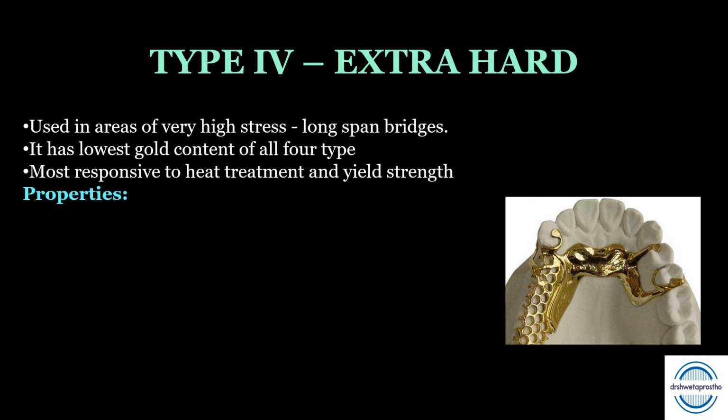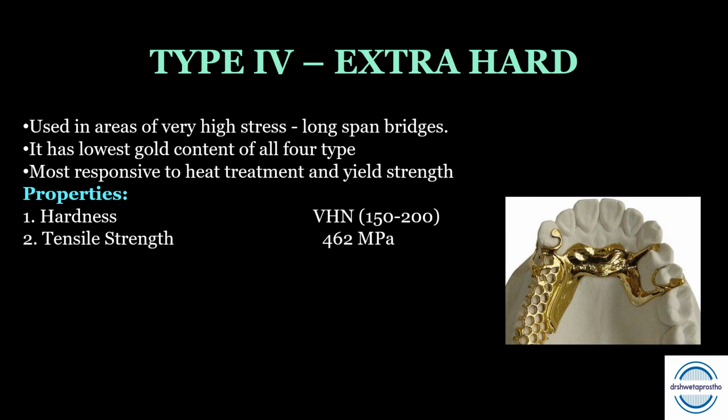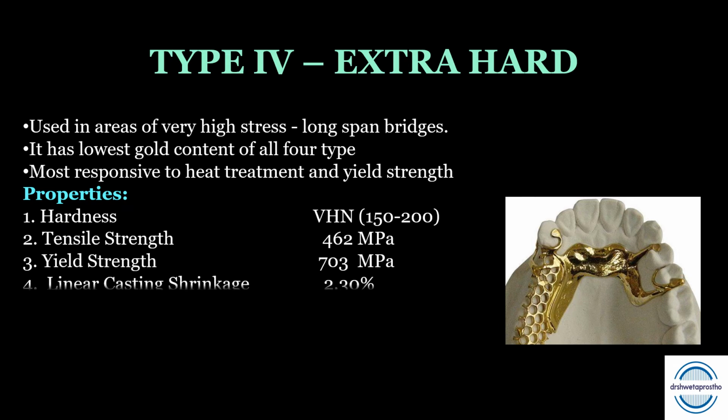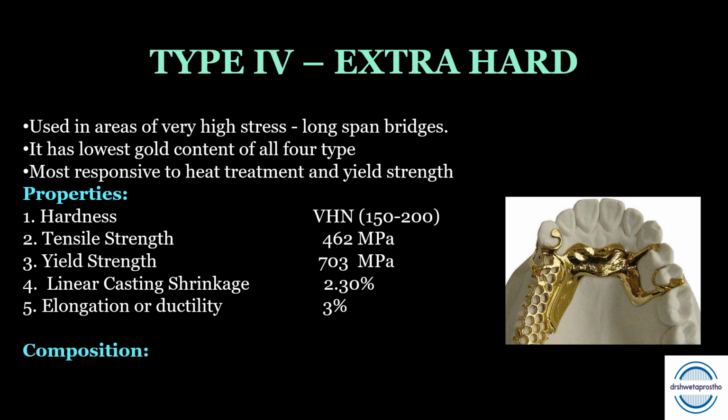Coming to the properties, hardness is 150 to 200, tensile strength is 462 megapascals, which has increased from the type 3, which was 360 megapascals. Yield strength is 703 megapascals, which is almost more than double of the type 3. Linear casting shrinkage is 2.30%, and the elongation or ductility has decreased to 3%, which was 5% in case of the type 3.